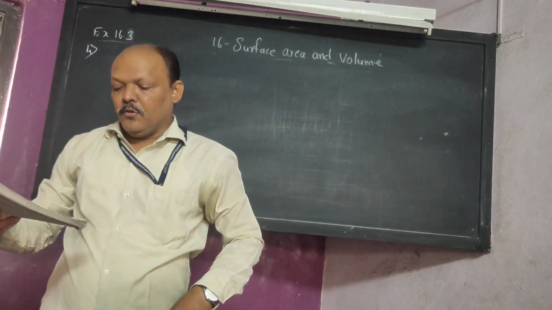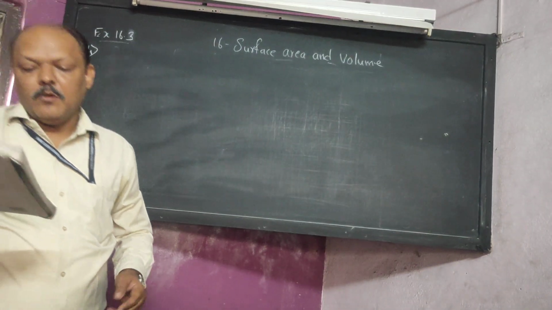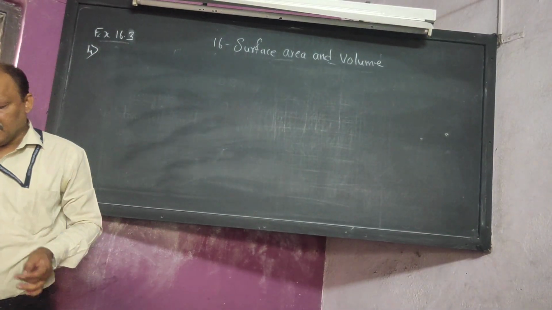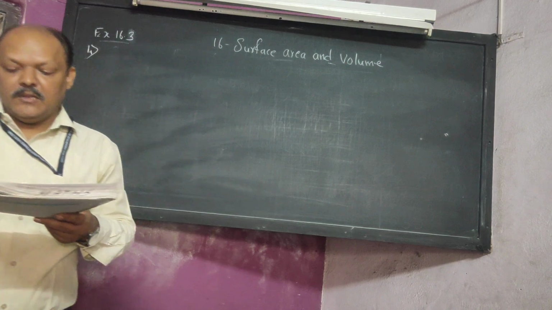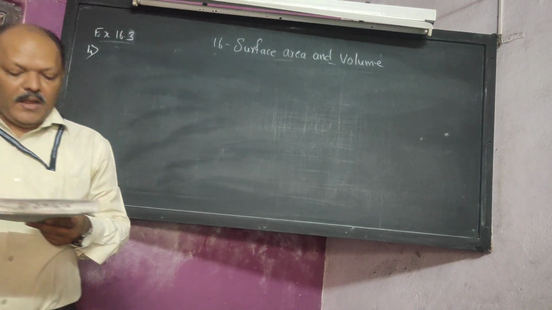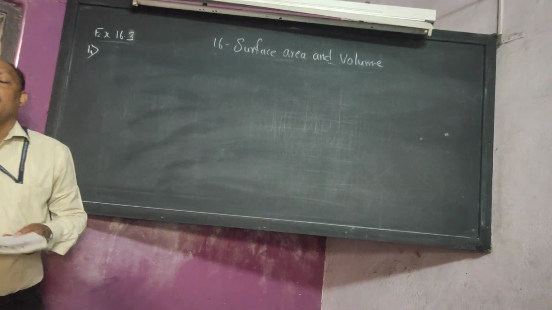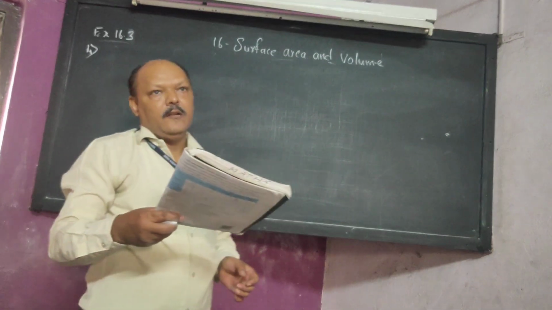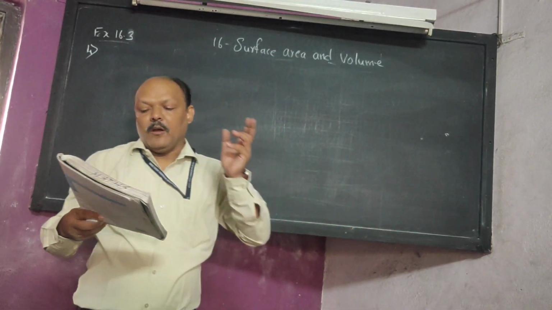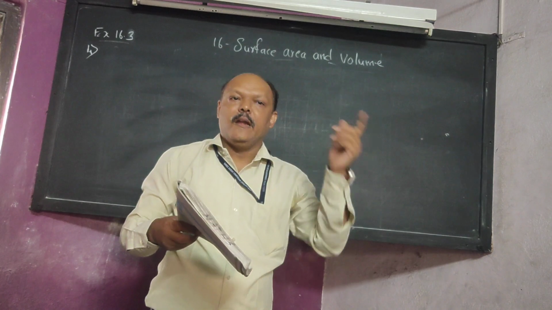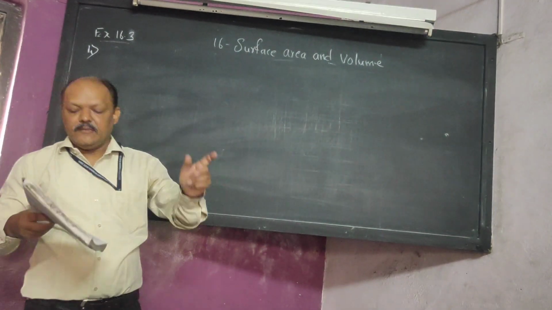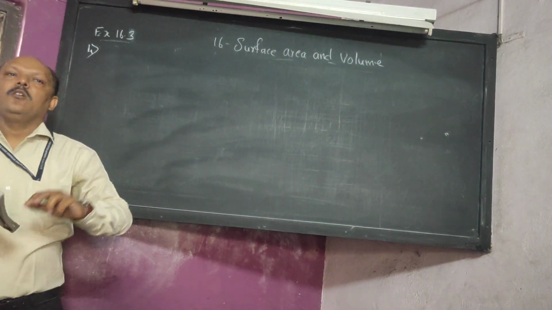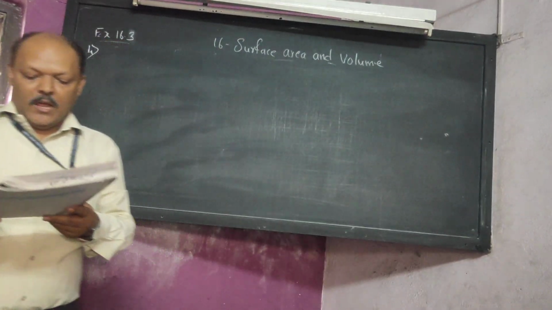Okay, question number 4. Find the volume of a cylinder. If the circumference of a cylinder is 132 centimeter and height is 25 centimeter, we have to find the volume of a cylinder. Circumference is given to you. From the circumference we will find the radius, and once we get the radius, and height is already given to you, then only we can find the volume. I hope all of you understood.